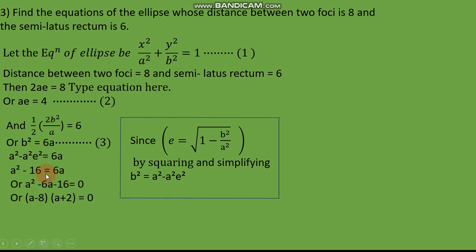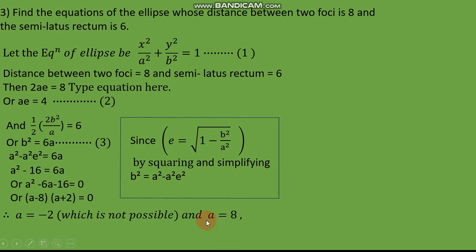So taking all the terms to the same side, we get this result. And on factorization, it is left as an exercise, you should do this factorization yourself. So we get the factorization, a minus 8 times a plus 2 equal to 0. This is the factorization of this algebraic expression, trinomial. So from this, equating a plus 2 equal to 0, we get a equal to minus 2, which is not possible because a is never 0, never negative. Only possibility that we have left is a minus 8 equal to 0. That means a equal to 8.